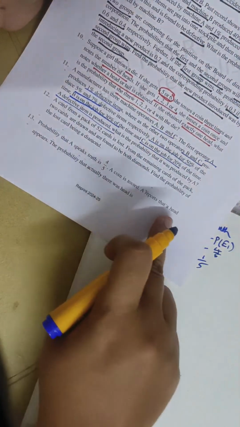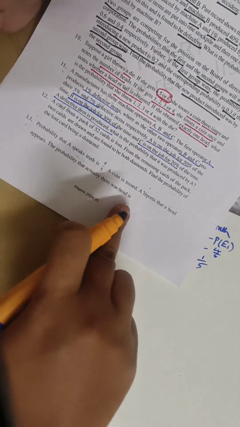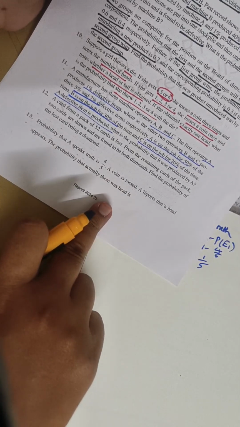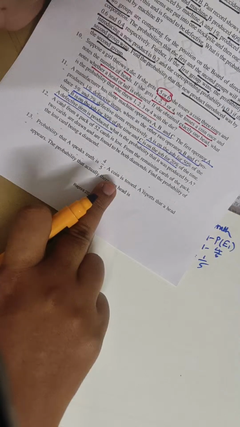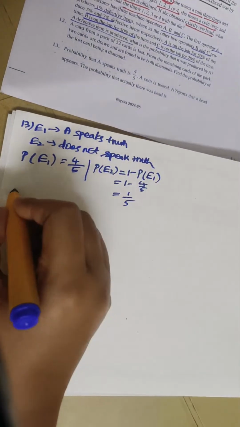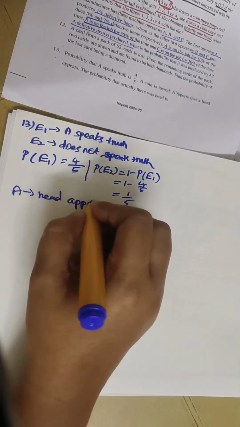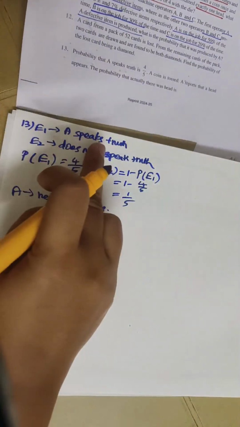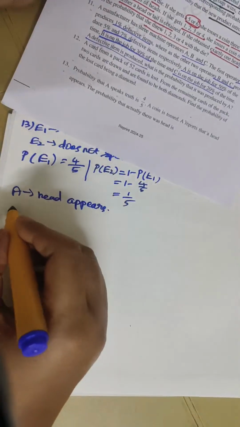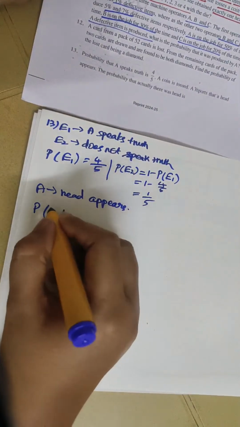A reports that a head appears. The probability that actually there was a head. So here you have a chance. A coin is tossed. A reports that a head appears. He is speaking the truth with probability 4 by 5. Suppose he is speaking the truth, and we are getting the head.